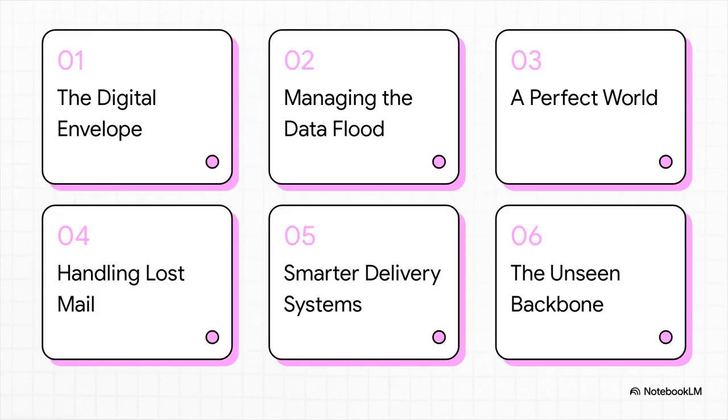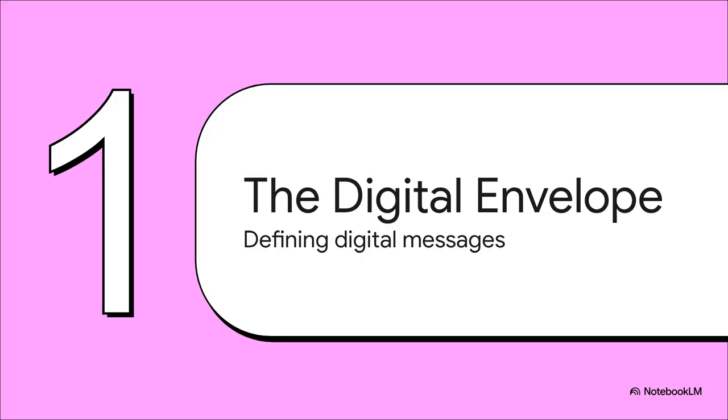So here's our game plan. First, we're going to build that digital envelope. Then, we'll figure out how to stop a massive data traffic jam. We'll kick things off in a perfect world where the mail never, ever gets lost. And then, we'll dive into the messy reality of handling errors. We'll watch as our delivery systems get smarter and smarter. And finally, we'll see why all this is the hidden foundation of pretty much everything you do online. All right, let's get into it.